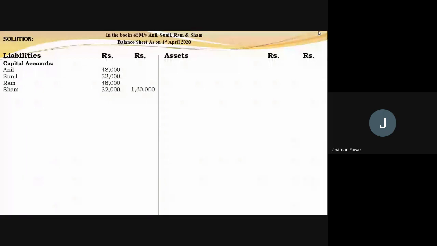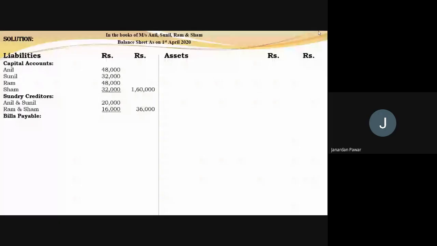Then sundry creditors are there. Anil and Sunil's sundry creditors rupees 20,000 and Ram and Sham's sundry creditors rupees 16,000. The total of the sundry creditors is rupees 36,000. Then bills payable is also there. Anil and Sunil's bills payable is not there, but Ram and Sham's is there. So we have to take 30,000 as the total of bills payable, rupees 30,000.